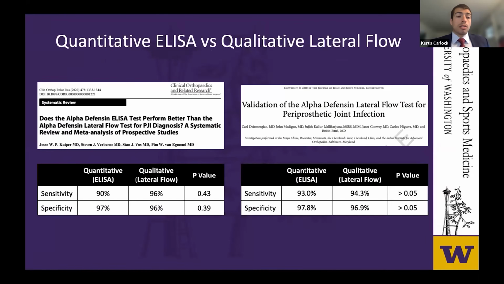Initially, there was some doubt regarding the effectiveness of this qualitative version of the test, but the qualitative version has been studied extensively compared to the quantitative version, and overall the sensitivity and specificity between the two have been found to be largely equivalent. So for now, the results are quite promising for alpha defensin. It's been incorporated into the 2018 criteria with either the quantitative or qualitative flow being a viable option.